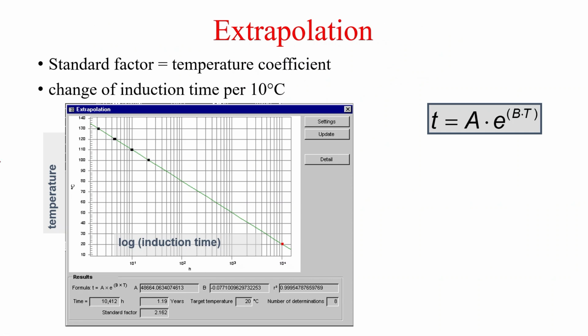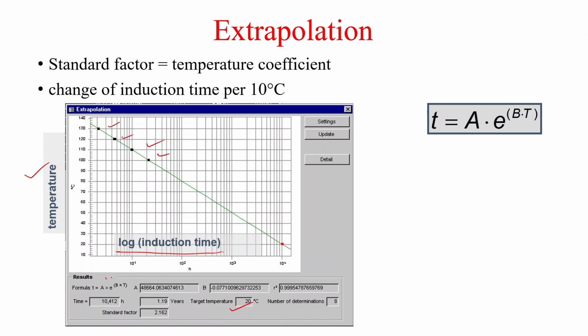Now, this is the extrapolation software I've told you about. On the y-axis we have the temperature, and on the x-axis we have the log of induction time. So this is a logarithmic scale, and say at 130 degrees Celsius, some induction period will be there. At 120 degrees Celsius we will obtain some induction period. At 110 we will obtain some induction period. At 100 degrees Celsius we will obtain some induction period, and then we will extrapolate it to say 20 degrees Celsius. Here it is given that it has been determined at 20 degrees Celsius.